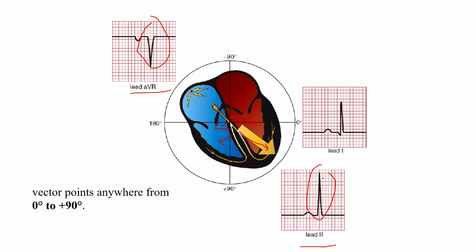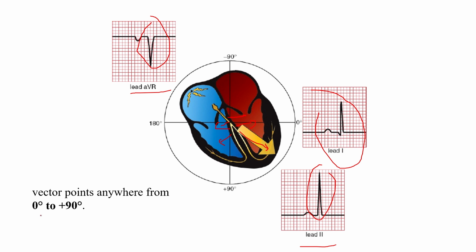Start with lead 2 because lead 2 is in the same mean vector of both atrial depolarization and ventricular depolarization as well. And lead 1 is also almost on the same direction of the vector, but it's a little bit to the left. That's why the amplitude of QRS complex in lead 2 is higher than lead 1. That's the main idea here.